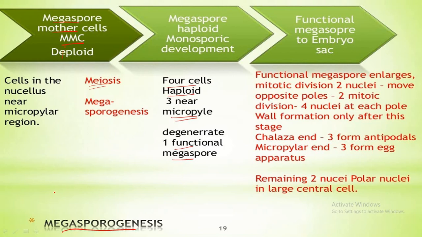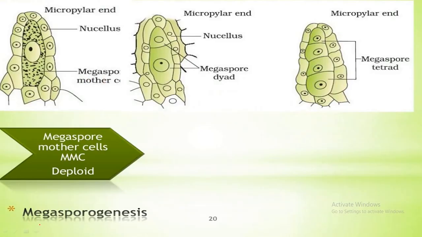3 cells present towards the micropyle end grouped together constitute the egg apparatus, that is 2 synergids and 1 egg cell. 3 cells of the chalazal end are called the antipodals, and the large central cell is formed by the fusion of 2 polar nuclei. Thus, a typical angiospermic embryo sac or female gametophyte at maturity consists of 8 nuclei and 7 cells. I'll show the diagram now.